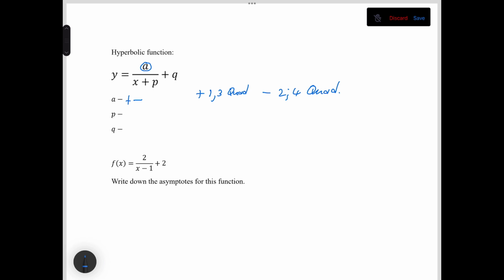P, you write it as x plus p equals 0, and that will be your x asymptote. It will all make sense in a second. Right. q is your y asymptote, so you write that as is. There's no q plus something. So it's written as is. And there we go. So let's apply the knowledge.